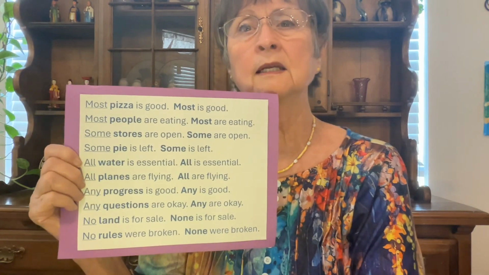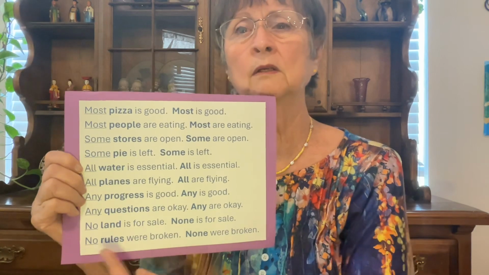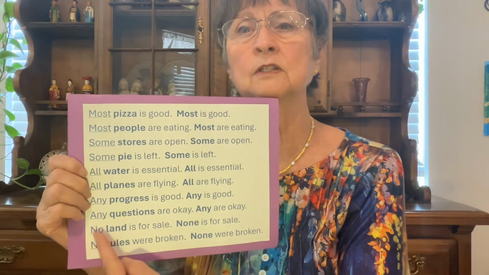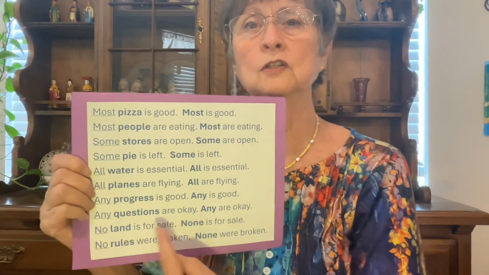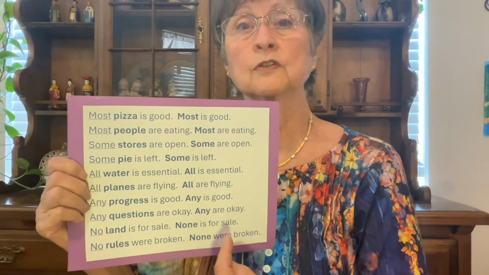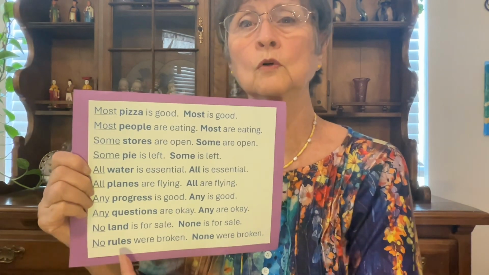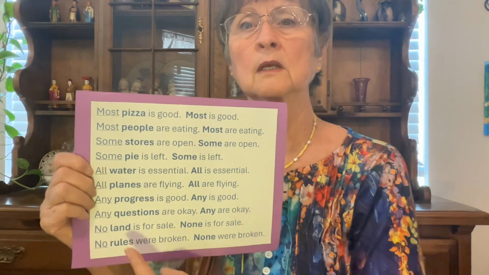No land is for sale. Now this is when no and none go together. When it's an adjective or an introductory word, it's no, but when it changes to the pronoun, it becomes none. None is for sale. No rules were broken. None were broken. Here it's singular, here it's plural.